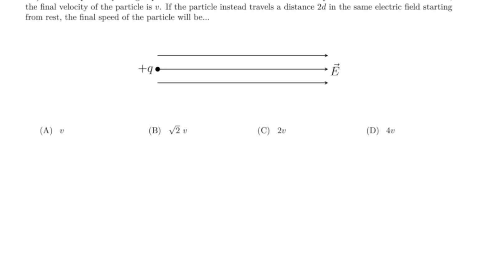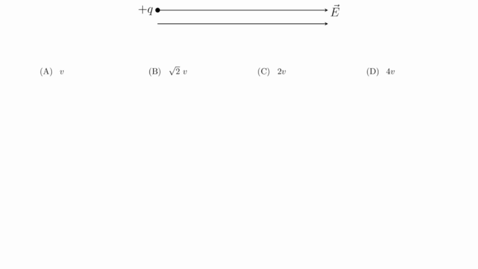When a positively charged particle is accelerated from rest, traveling a distance d in an E field, the final velocity is V. If it travels to d, what will the speed be? Well, this is energy again. So we can use the fact that delta K is negative delta U, which is negative Q delta V. And now we have to use our field potential relationships.